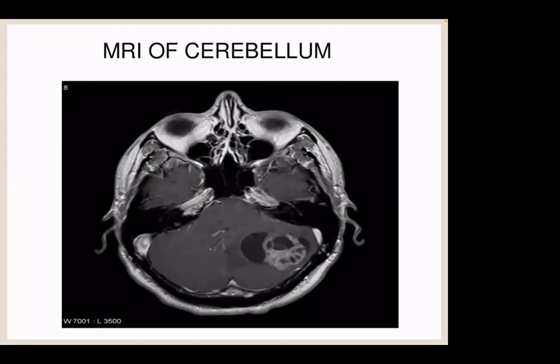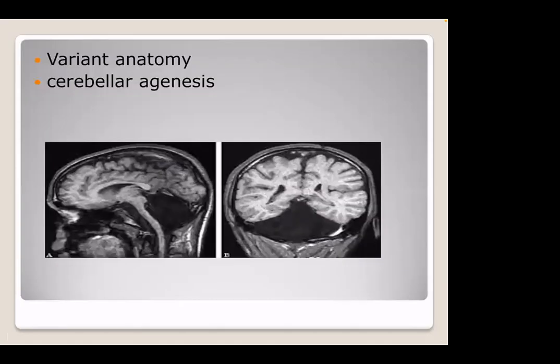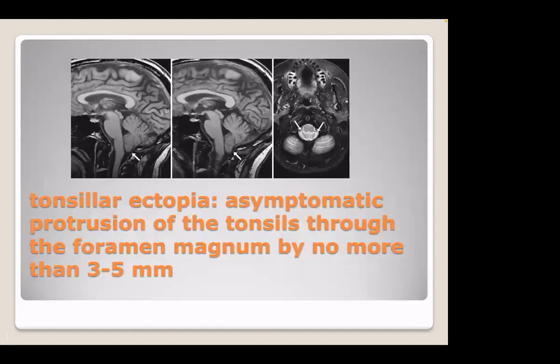This MRI of the cerebellum shows pathology in the left cerebellar hemisphere. And we have variant anatomy like cerebellar agenesis, as you see, not present in this MRI, and also tonsillar ectopia, an asymptomatic protrusion of the tonsil through the foramen magnum by no more than 3 to 5 mm. This is tonsillar ectopia as shown in the sagittal section.